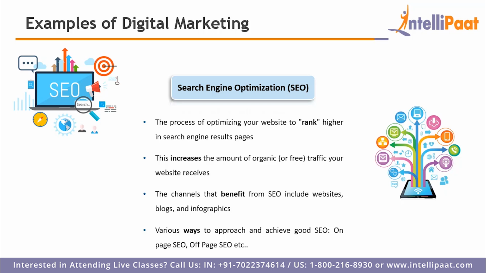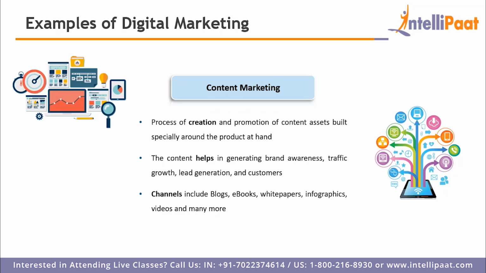And this brings us to knowing all the various ways that you can achieve good SEO. There are so many concepts with SEO. There's something called on-page SEO. We have off-page SEO techniques and much more. And this brings us to the second example of digital marketing, which is content marketing.